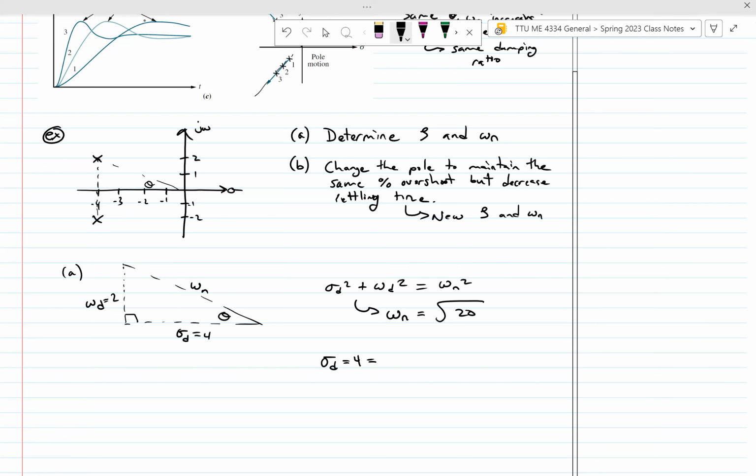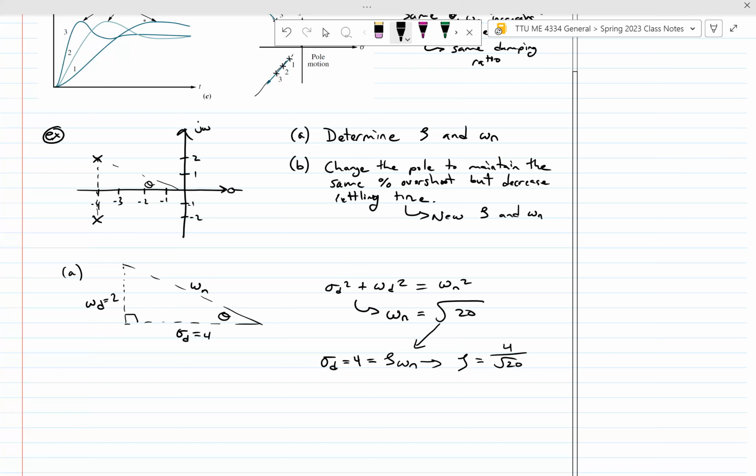What's omega d equal to? Zeta times what? Omega n. Okay. So what do we end up with for zeta? All right, we just solved for omega n. 4 over the square root of 20, right? That's one way to go about doing it.